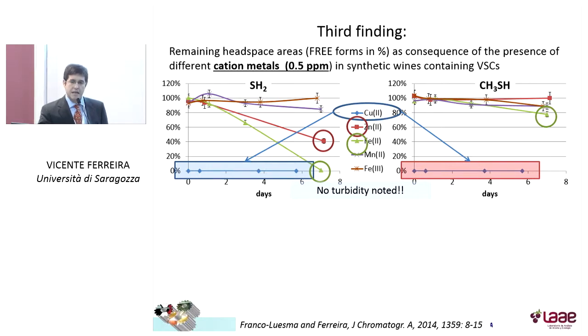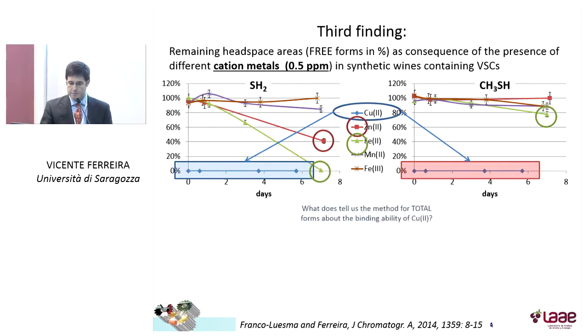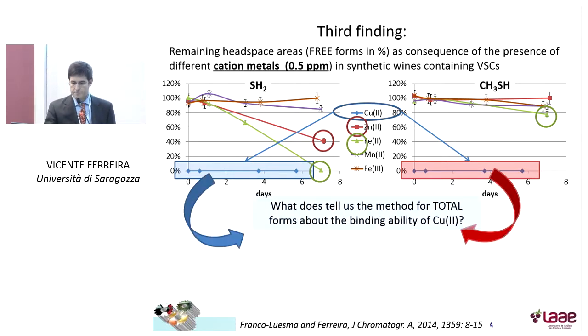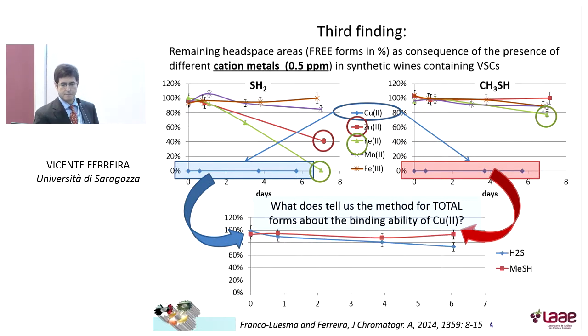So we couldn't see any precipitation. But what happens now when we analyze these solutions containing the copper with the method for total forms? Ma non si nota nessuna precipitazione e quando analizziamo queste soluzioni col metodo per misurare i composti solforati totali, che cosa succede?